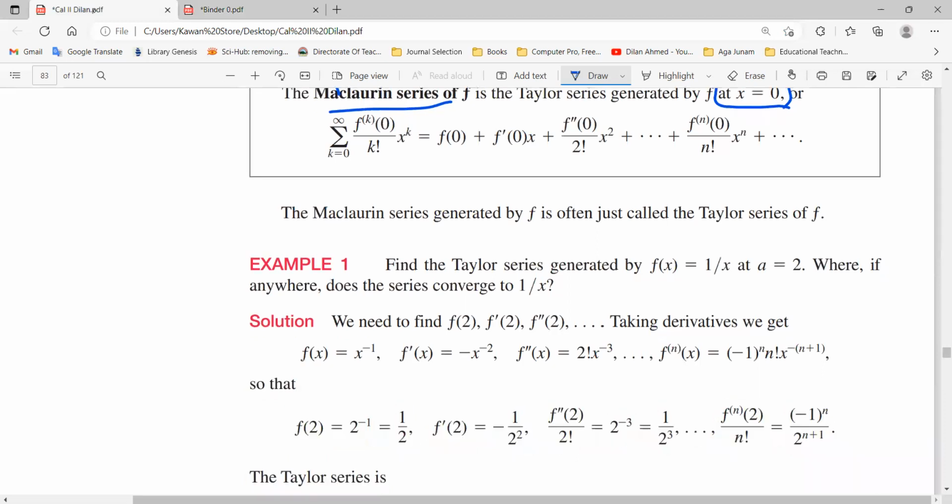Now, how's the question during the exam, your exercise, quiz? So you say find the Taylor series. So you have a Taylor series for what? I'll give you the function. Which function? f(x) = 1/x, at a = 2.